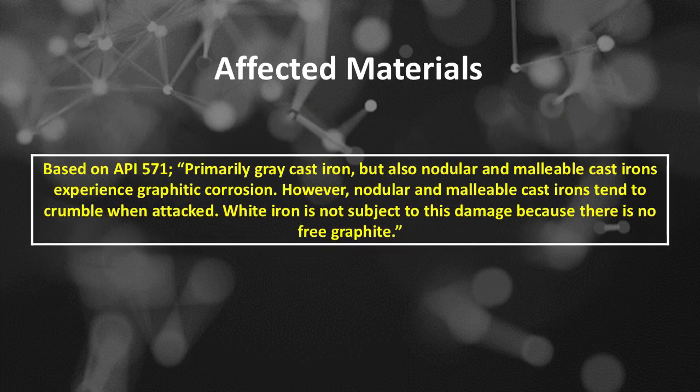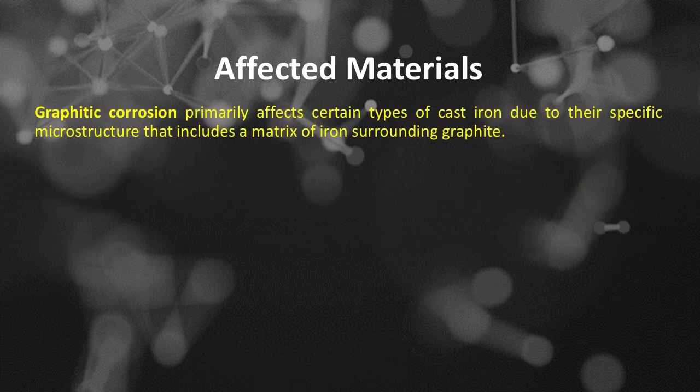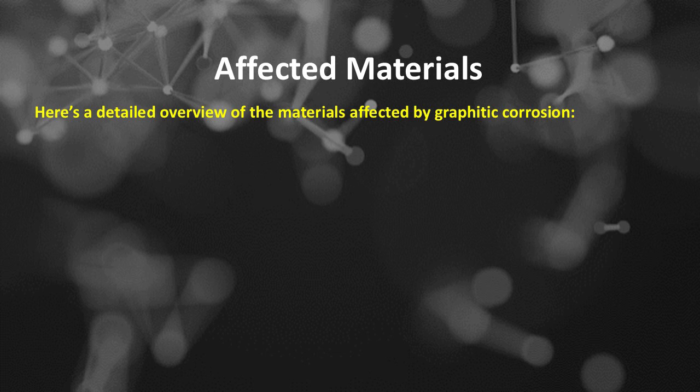Graphitic corrosion affected materials based on API 571, primarily gray cast iron, but also nodular and malleable cast irons experience graphitic corrosion. However, nodular and malleable cast irons tend to crumble when attacked. White iron is not subject to this damage because there is no free graphite. Graphitic corrosion primarily affects certain types of cast iron due to their specific microstructure that includes a matrix of iron surrounding graphite. Here's a detailed overview of the materials affected by graphitic corrosion.